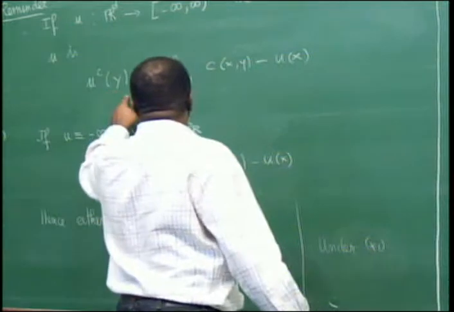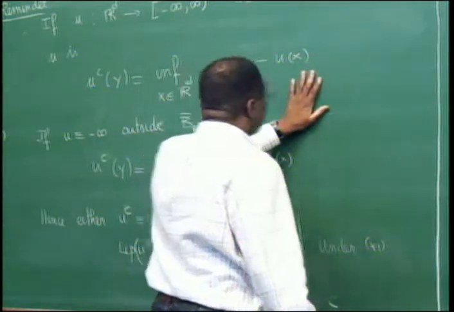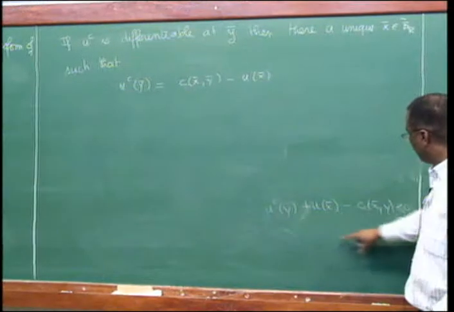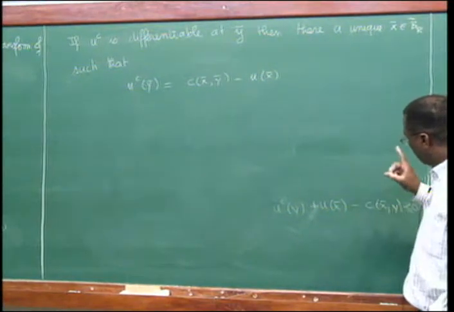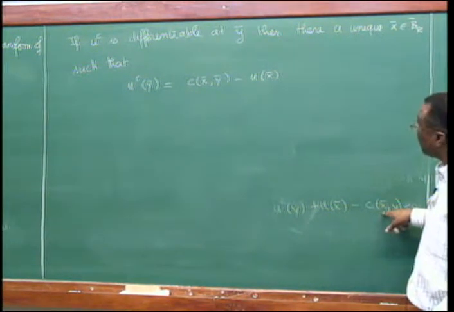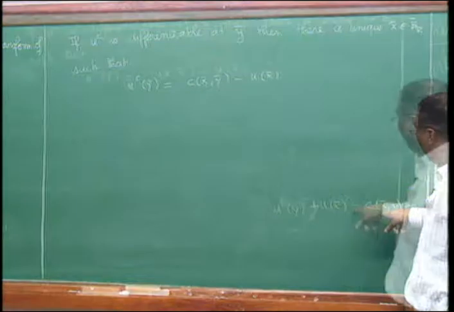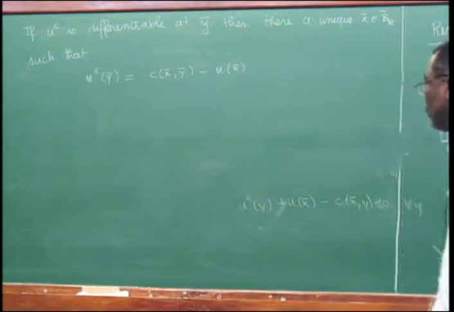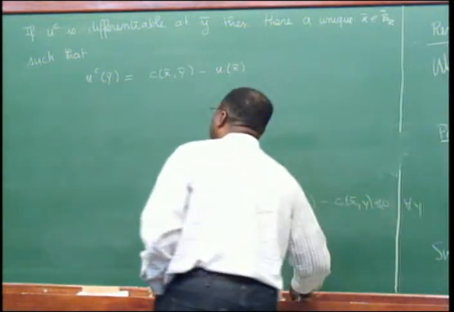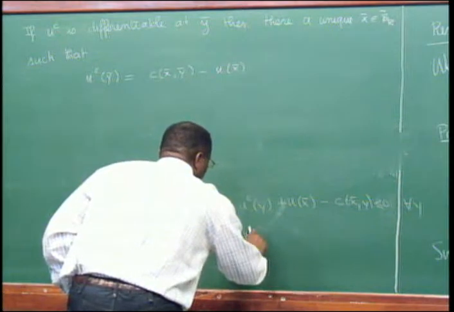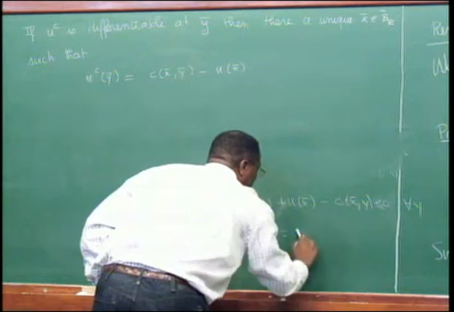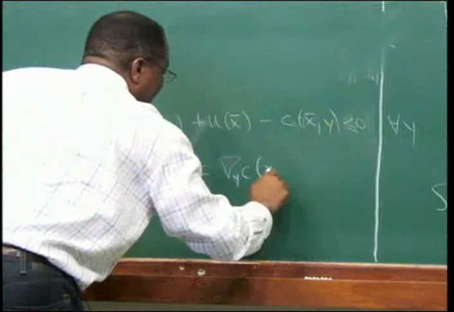So UC of y is less than this for every x. And so this is what is true. That is telling me that this functional of two variables, when I fix one of the variables x bar, I get a functional which attains its maximum at y bar. And so the derivative with respect to y bar is 0, which means gradient UC of y bar equals gradient h, gradient with respect to y, c x bar y bar.